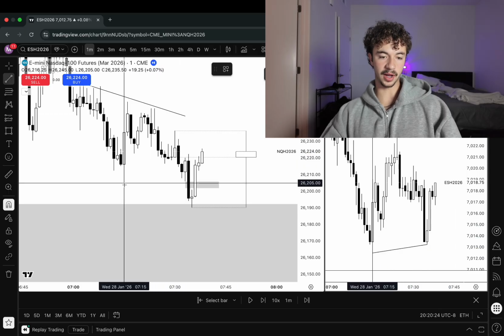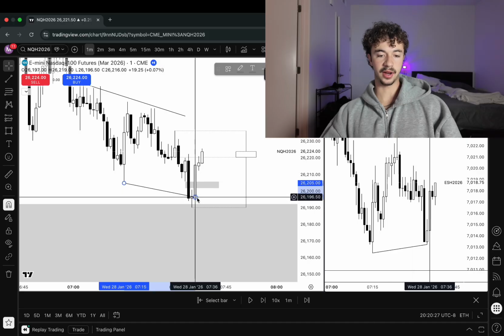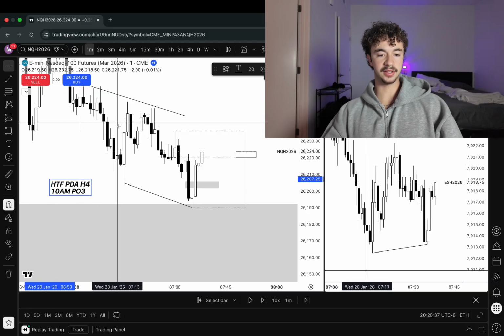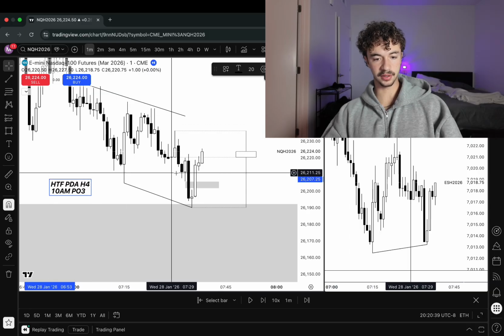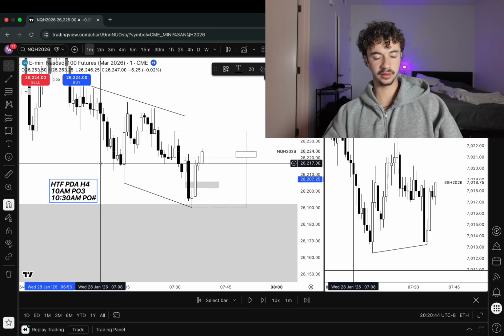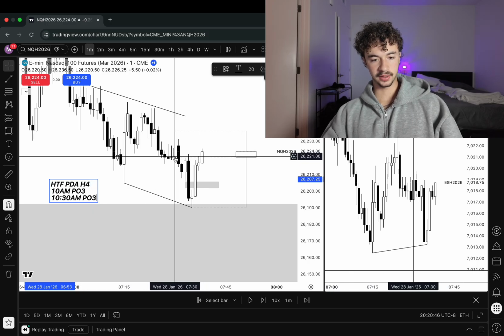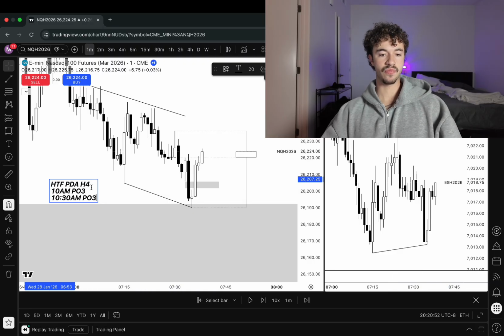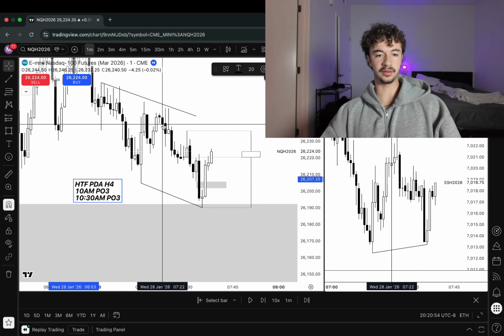So from a pattern trade perspective, we have number one, we're in a high time frame PDO, which is the 4-hour. We have 10 a.m. PO3, once again in discount. We also have 10:30 PO3. We can see 10:30 opened here, put in the higher wick, came down, manipulated. So 10:30 is also in a discount. This is also the 4-hour candle, or is it?